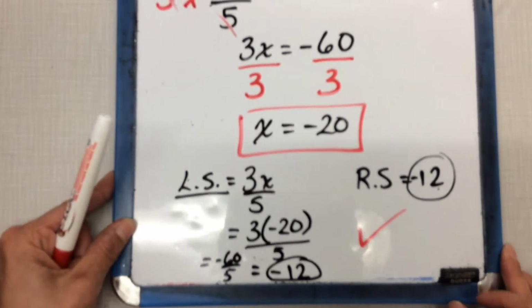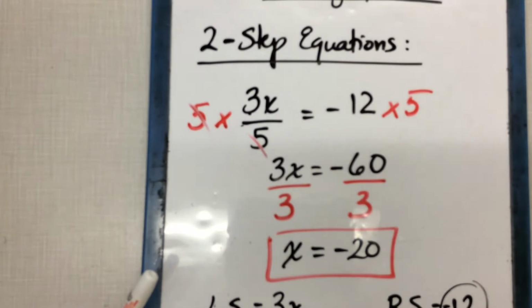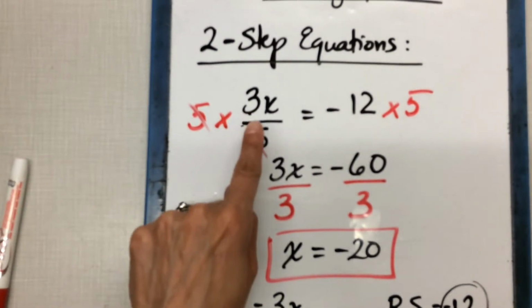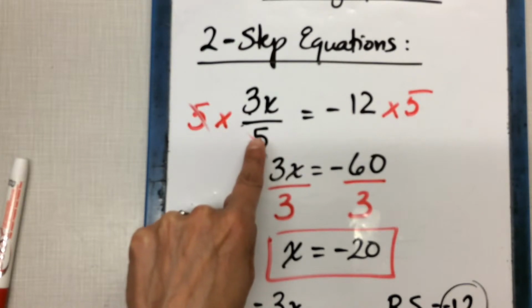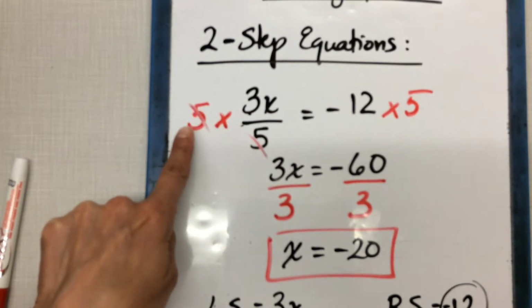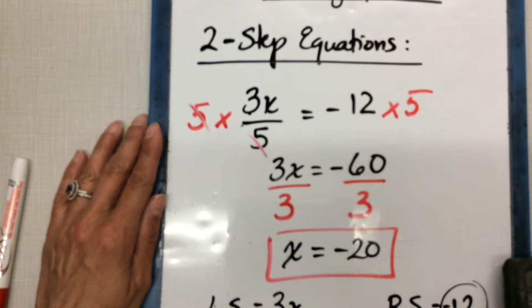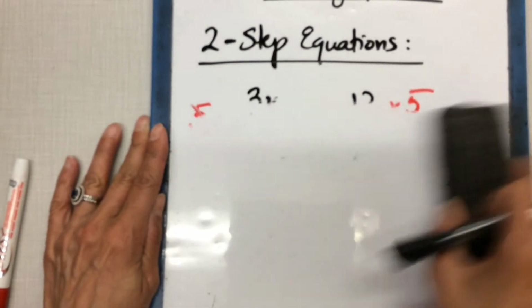So in this case it was a two-step because we had to do two different operations. There was the multiplied, 3 times x divided by 5, and what we did was the opposite. We multiplied by 5 and then divided by 3. Let's try another one.